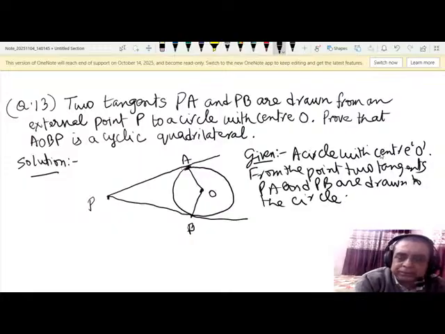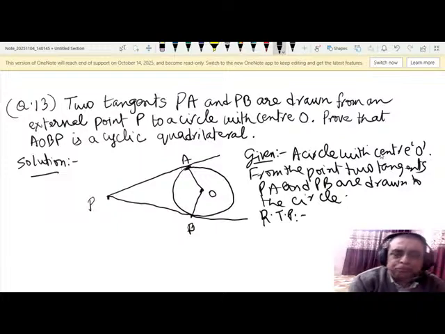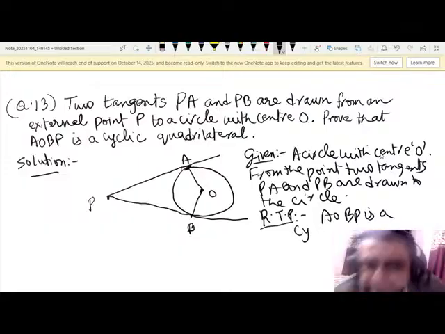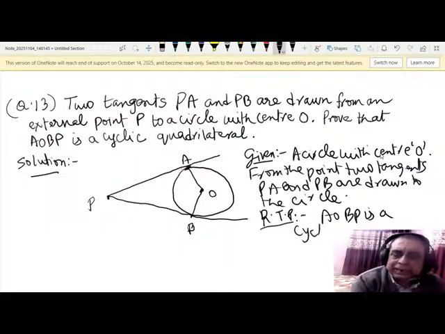Now, next you have to write required to prove, RTP in short. Here, what we have to prove is that AOBP is a cyclic quadrilateral. That means all the corner points A, O, B, P are lying on one circle. So it is a cyclic quadrilateral. We have to show it. Okay, so how will we show it?